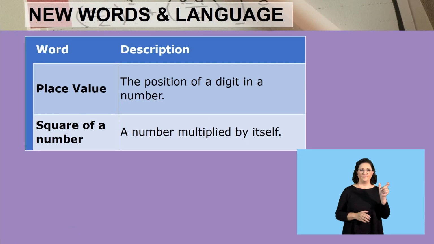Let's move to new words. 1. Place value. The place value means the position of a digit in a number. So it's the position of a digit in a number. And 2, the square of a number is a number multiplied by itself. So 2 multiplied by 2 is 4. So 4 is the square of 2.